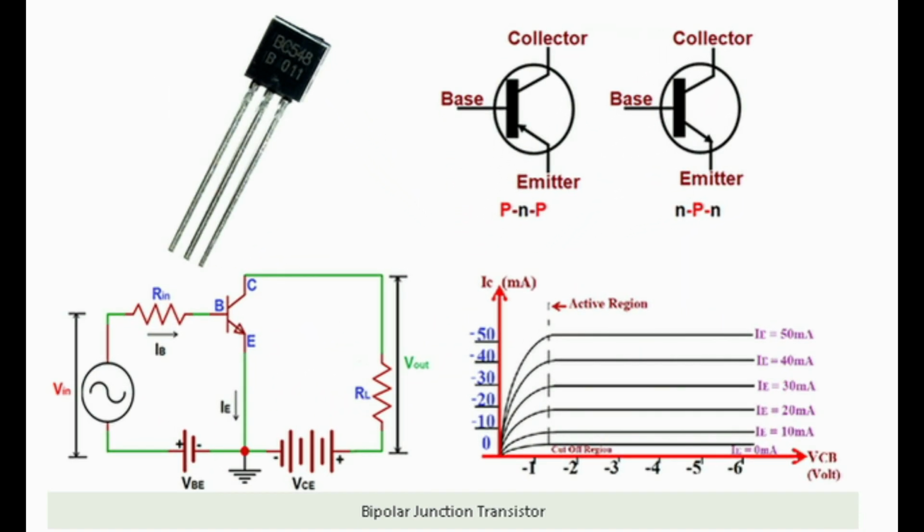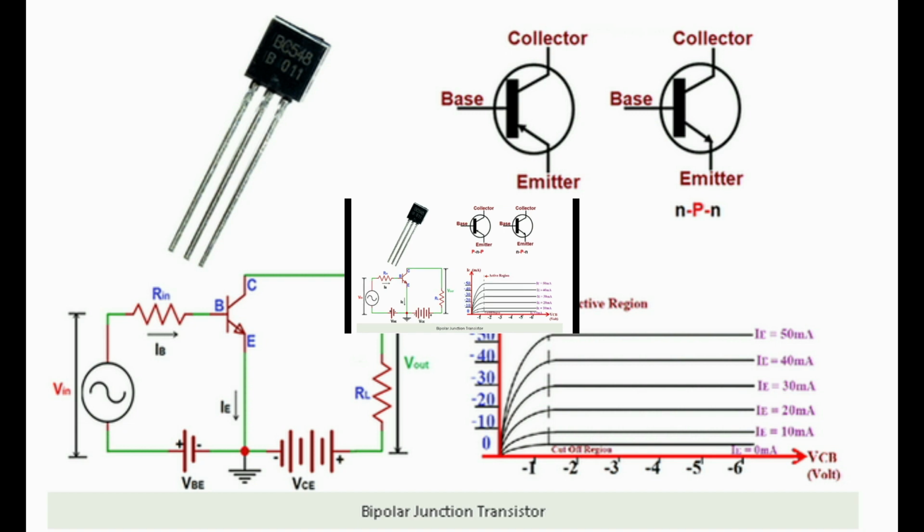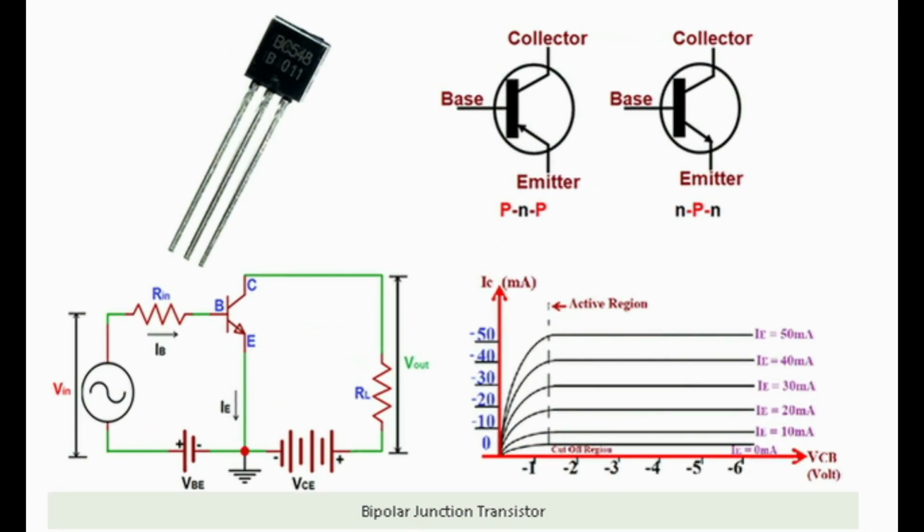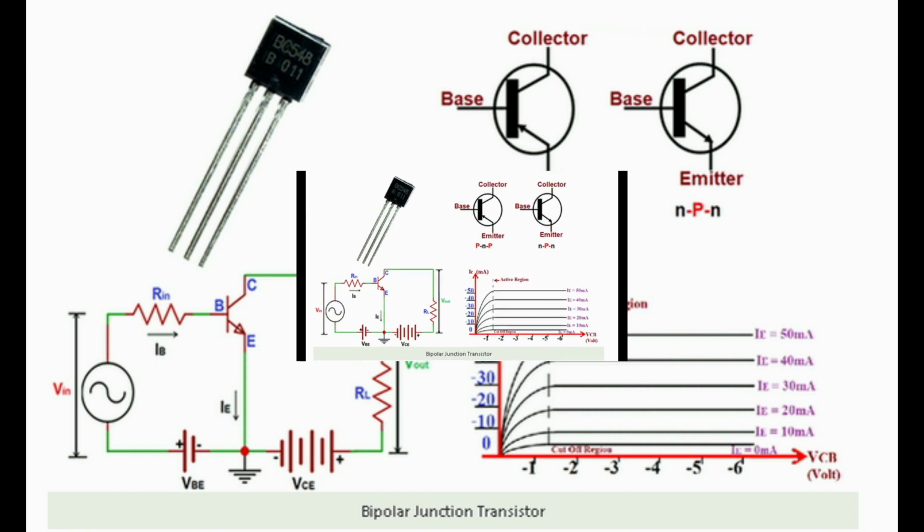BJT is the short form of bipolar junction transistor. It is a solid-state current-controlled device which can be used to electronically switch a circuit. You can think of it as your normal fan or light switch, but instead of you turning it on manually, it can be controlled electronically.